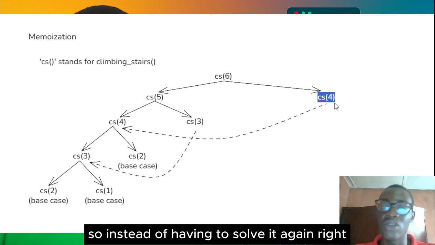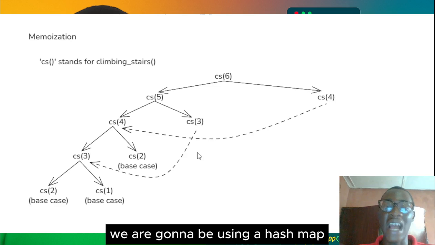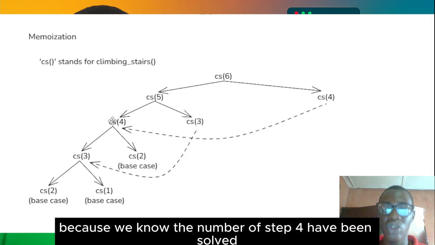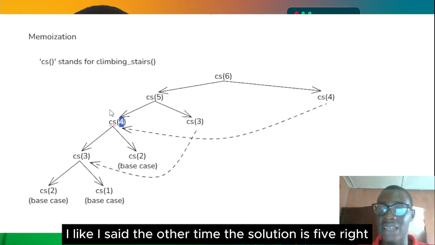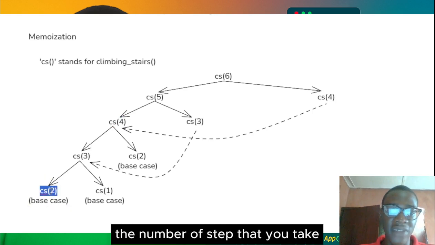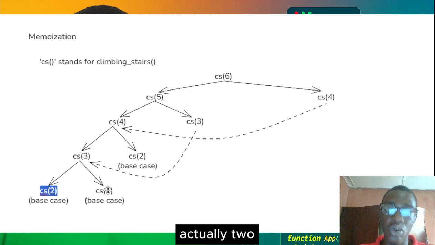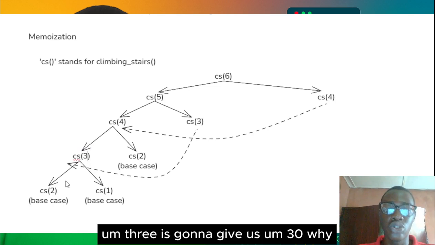So instead of having to solve it again, right? We are going to be using a hash set. In fact, we are going to be using a hash map, so that we can store it as a key value pair. Because we know the number of steps 4 has been solved, we are going to store 4 as a key, and the solution, like I said the other time, is 5, right? Why? Because the number of ways in which you can take 2 steps is actually 2, while the one for 1 is just 1. Because of that, 3 is going to give us 3.